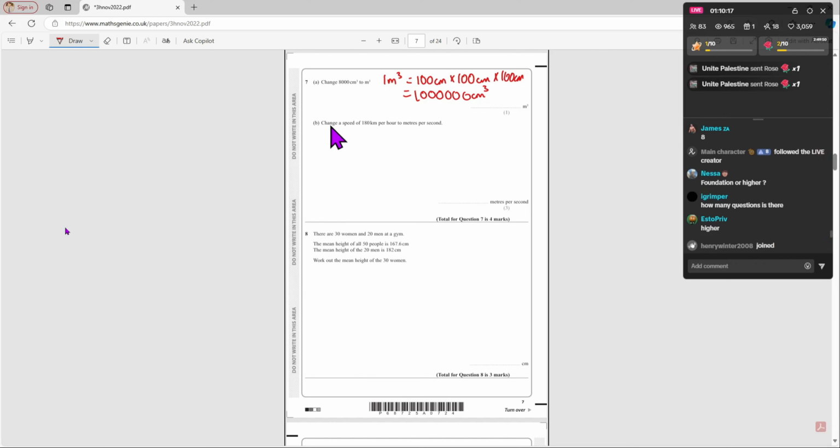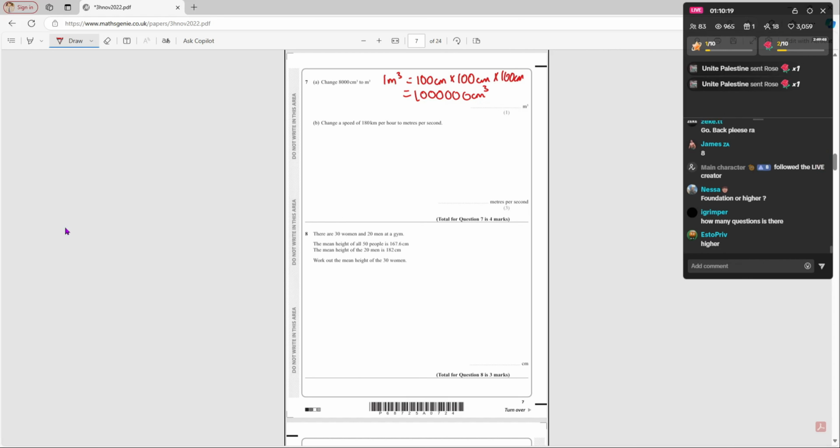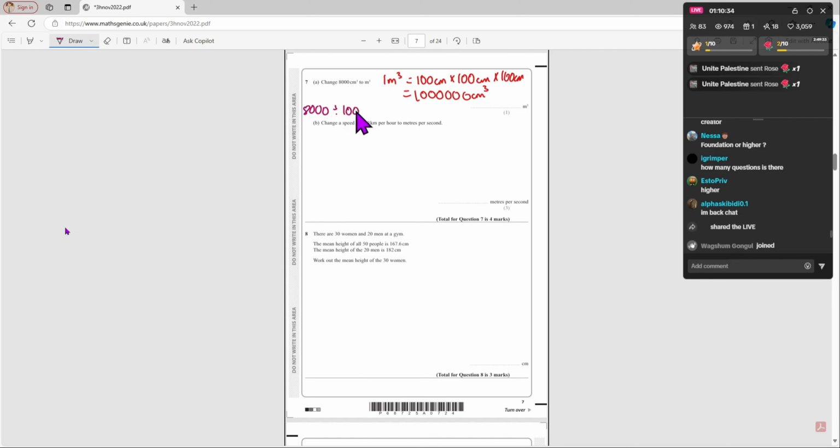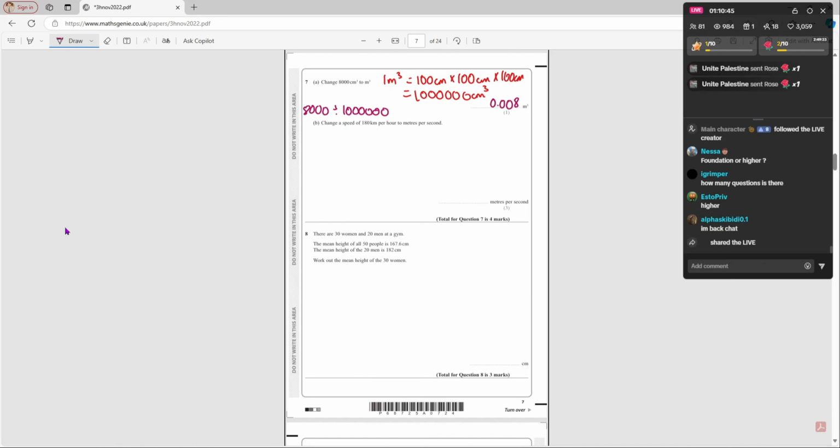Now, once we have done that, to convert from centimeter cubed to meter cubed, we have to divide by 1 million. So we're going to do 8,000 divided by 1 million, which will get you 0.008 meter cubed, and that will be your answer. Okay?